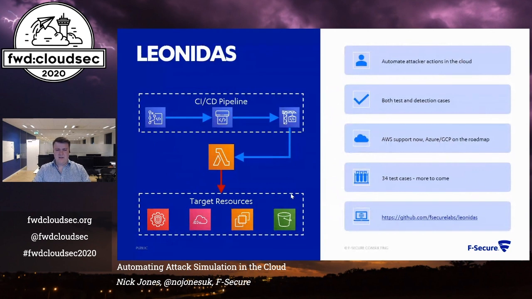And lastly, Leonidas. As of about half an hour ago, we've got a GitHub repository up at github.com/fsecurelabs/Leonidas. We've got both test and detection cases up for AWS. There's about 34 test cases on there at the moment, and more to come, along with Azure and GCP support in the long run as well. That's already on the roadmap. So keep an eye on it, give it a try. Let me know how you find it. I won't say there's not going to be any bugs. We've battle tested it on a couple of engagements now, but it's likely to still have the odd one here or there. So raise GitHub issues, and I'll do my best to get it fixed as soon as possible.